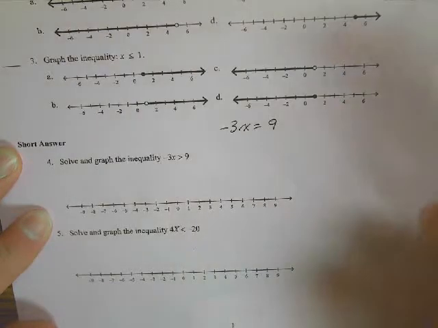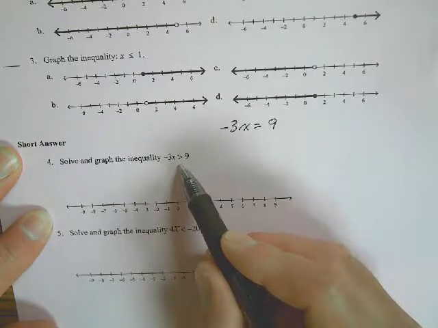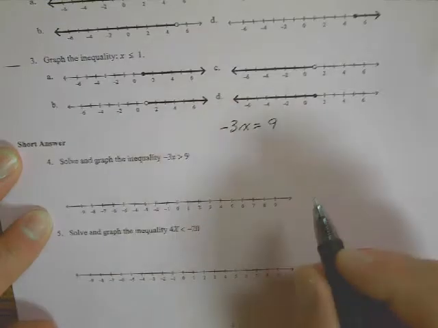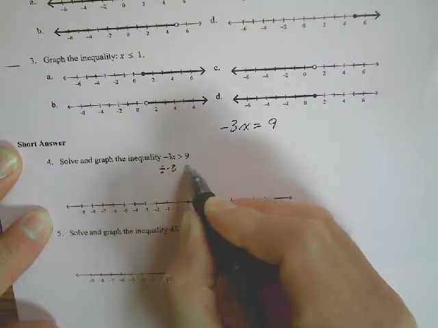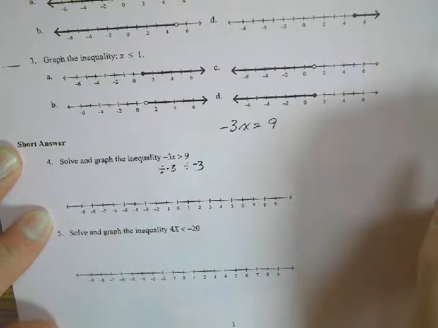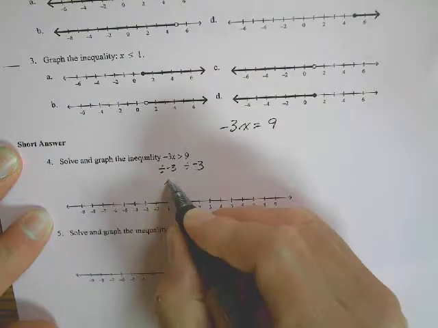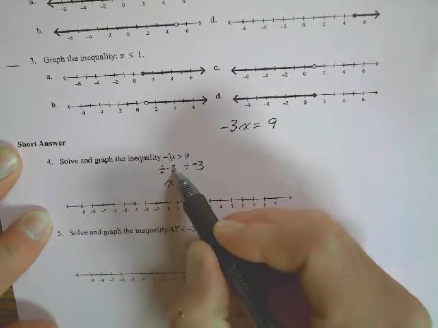So we're going to divide both sides here by negative 3, just like we would if it was an equation. That's going to give me x over here. Negative 3 divided by negative 3 is 1, and then 1 times x is x. Over here, 9 divided by a negative 3 gets us a negative 3. Positive divided by a negative is a negative.